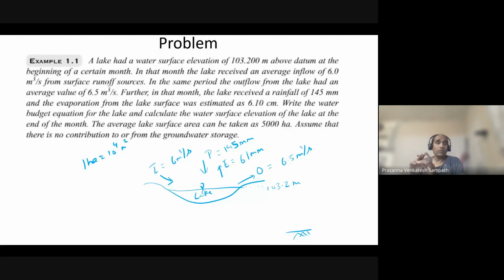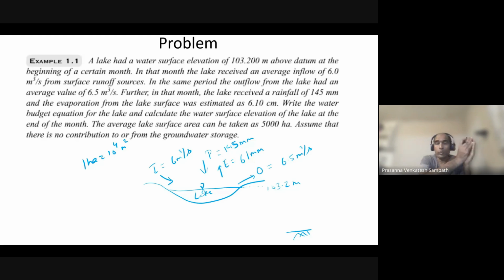Now, there are two ways of doing it. One way is to say, since I'm given one number in meter cube per second, I will convert everything to meter cube per second and write the entire equation in terms of meter cube per second. The other way of writing it would be to say, I'm given the precipitation and evaporation in units of length, so I'll convert everything to units of length.